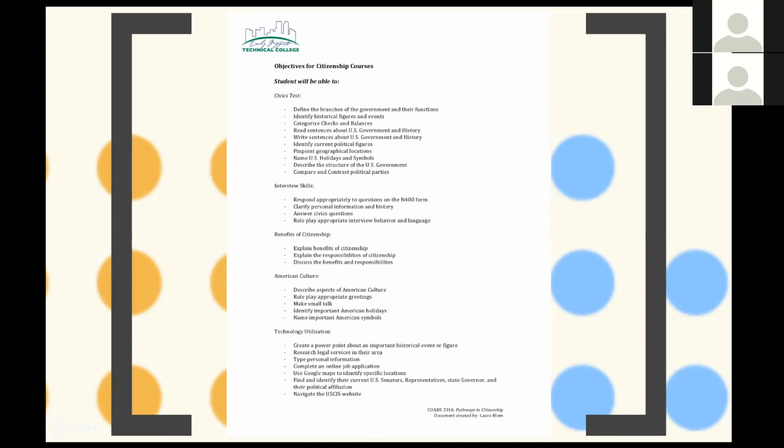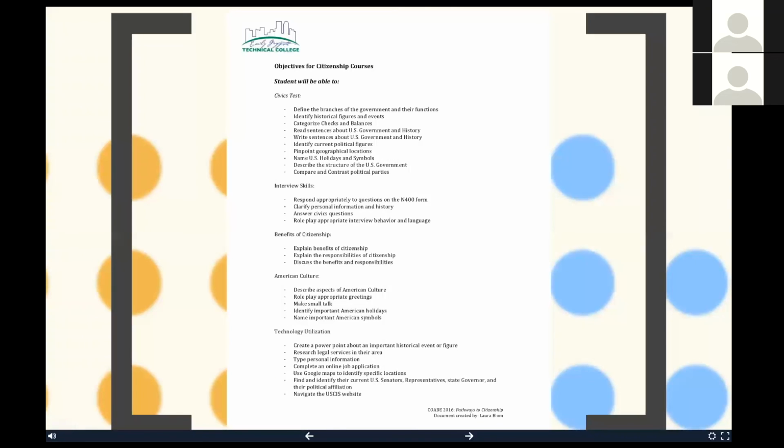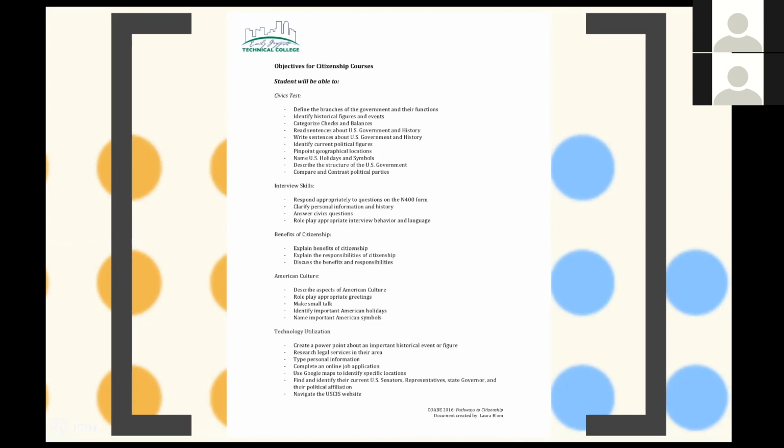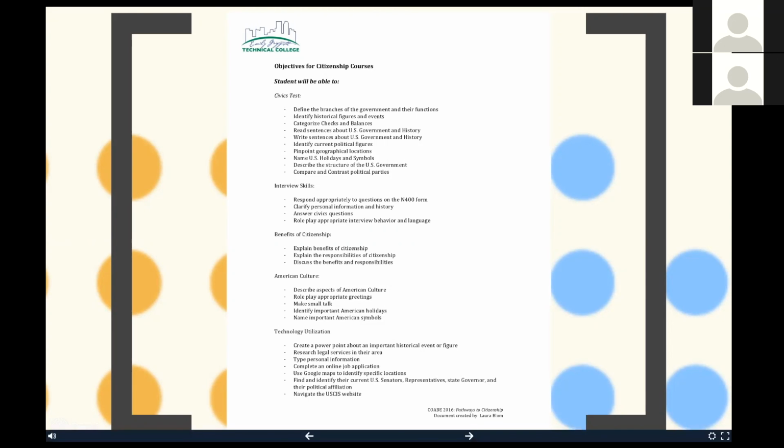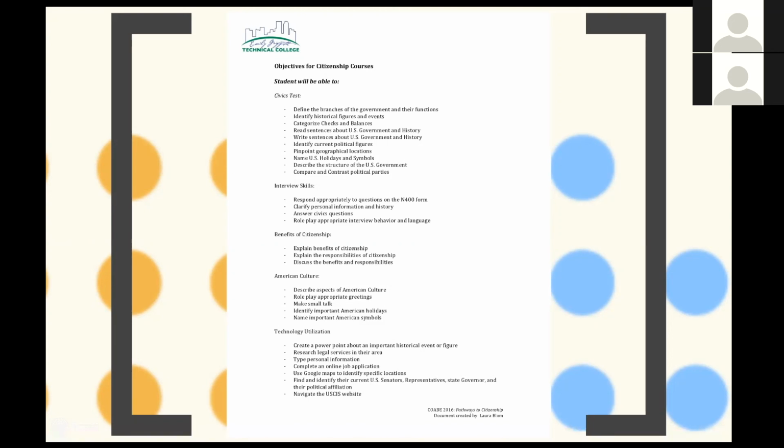For the civics test, what you want your students to be able to do once they complete your course: explaining the benefits of citizenship, looking at American culture and describing aspects of culture. With technology utilization, using Google Maps to identify specific locations or researching legal services in their area. These are all objectives that you can use to help build a successful class.